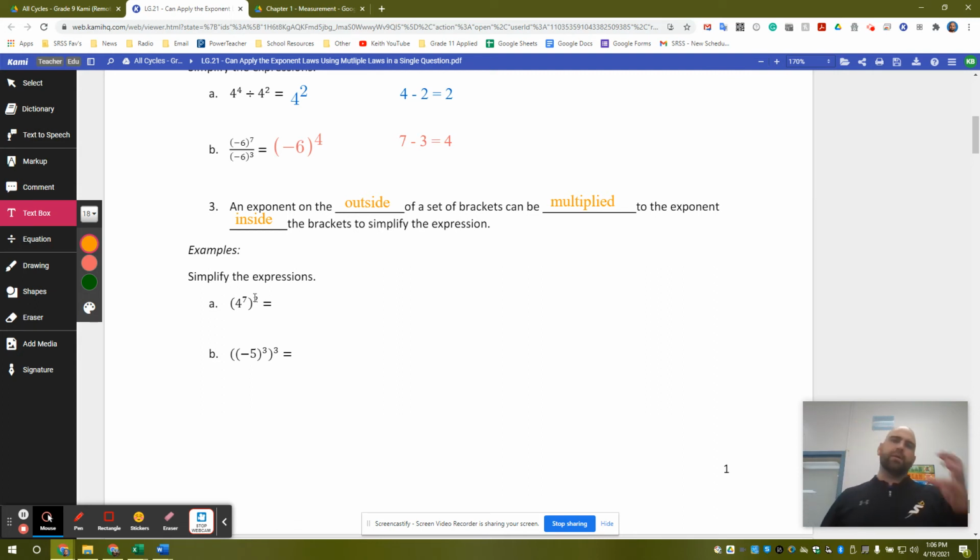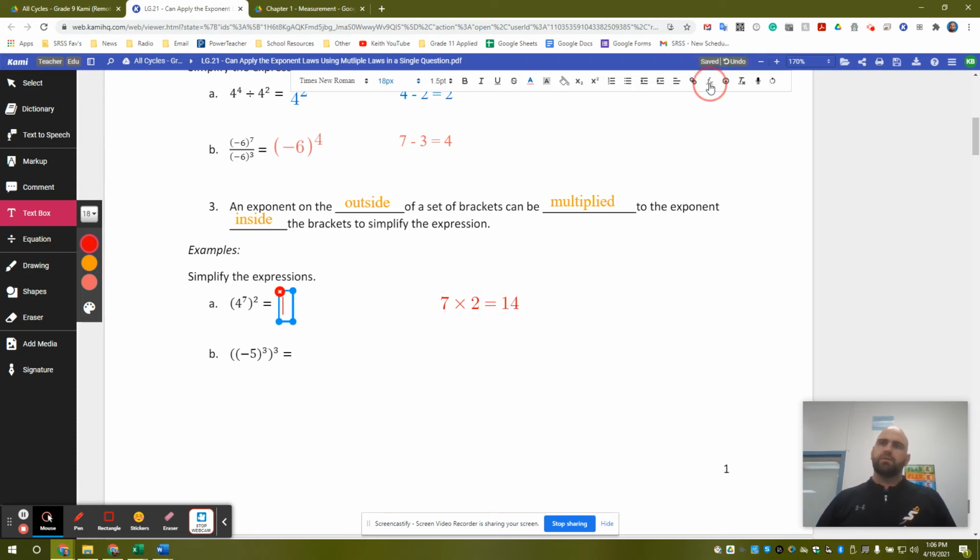Okay, so remember this is 4 to the power 7 times 4 to the power 7. So to make it a little bit simpler, we can do 7 times 2, and that's equal to 14. And so we can then simplify this to be 4 to the power of 14.